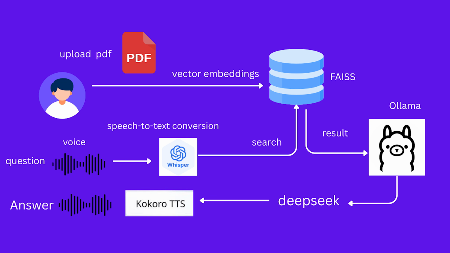Those chunks are passed to Ollama as context. Ollama generates an answer based only on retrieved information. Finally, Kokoro converts the answer into realistic speech and plays it back to the user. Here the model running in Ollama is DeepSeek R1 1.5b. So that is how the whole application works. Now we can check the installation and setup.